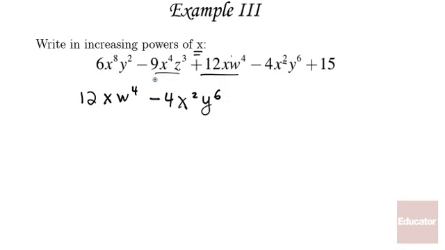Third, here I have an x to the 4th. So that will be my next largest power of x. And then I have x to the 8th, putting my constant at the end. And I see that I do have this written in increasing powers of x because I'm starting with x to the 1st, then to the 2nd, the 4th, the 8th, and finally my constant.